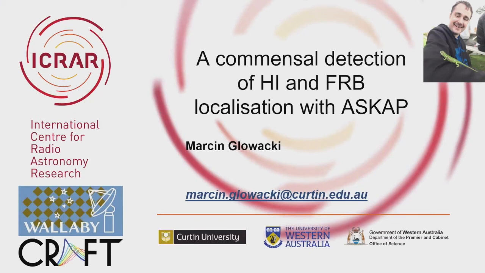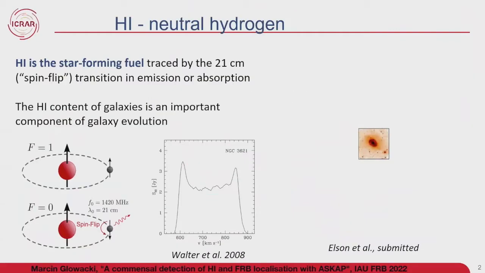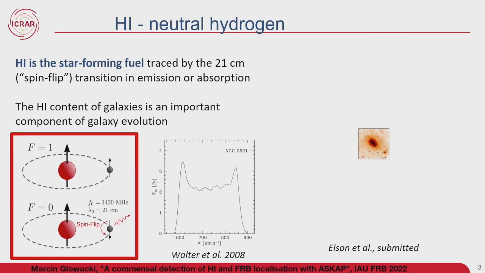They're very beautiful. This is one of them, and what makes this one particularly interesting to me is that we also detected neutral hydrogen gas in emission at the same time as we detected the FRB. Neutral hydrogen gas, or HI for short, is the star-forming fuel in galaxies, and it's an important component of galaxy evolution. You can detect it with radio telescopes, the same as you detect FRBs with, through the 21 centimeter transition, also known as a spin flip transition.